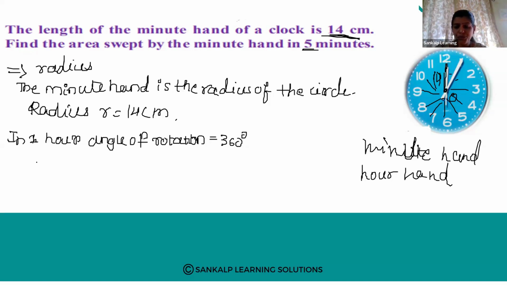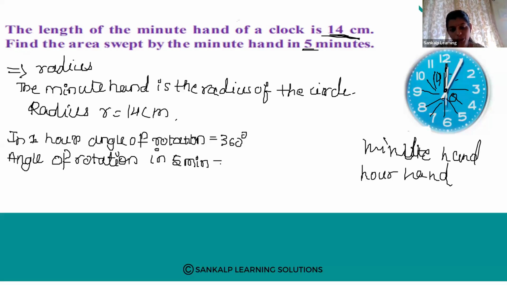Then if you want to find out the angle of the rotation in 5 minutes, this is 60 minutes. 1 hour is 60 minutes. So if we want 5 minutes, what will you do? Angle of rotation in 5 minutes. Then how are you going to find out the angle of rotation in 5 minutes? That is 360 degree divided by 60 minutes.